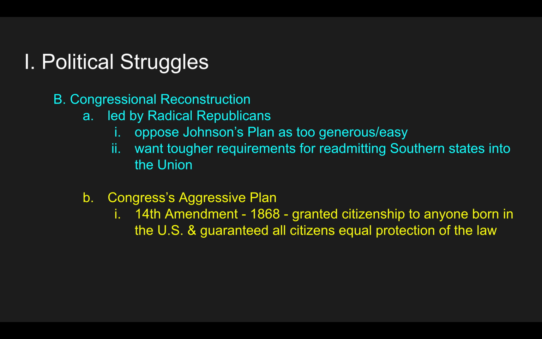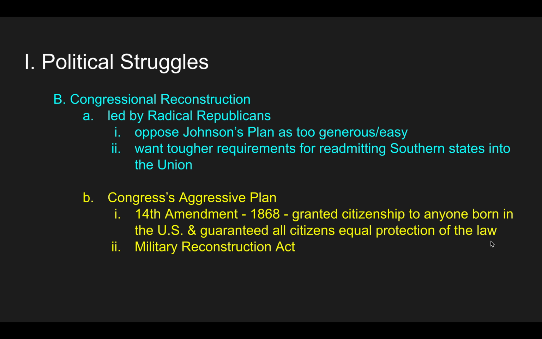They made the 14th Amendment. That was in 1868, and that granted citizenship to anyone born in the U.S. and guaranteed all citizens, including freedmen or formerly enslaved African Americans, equal protection of the law.